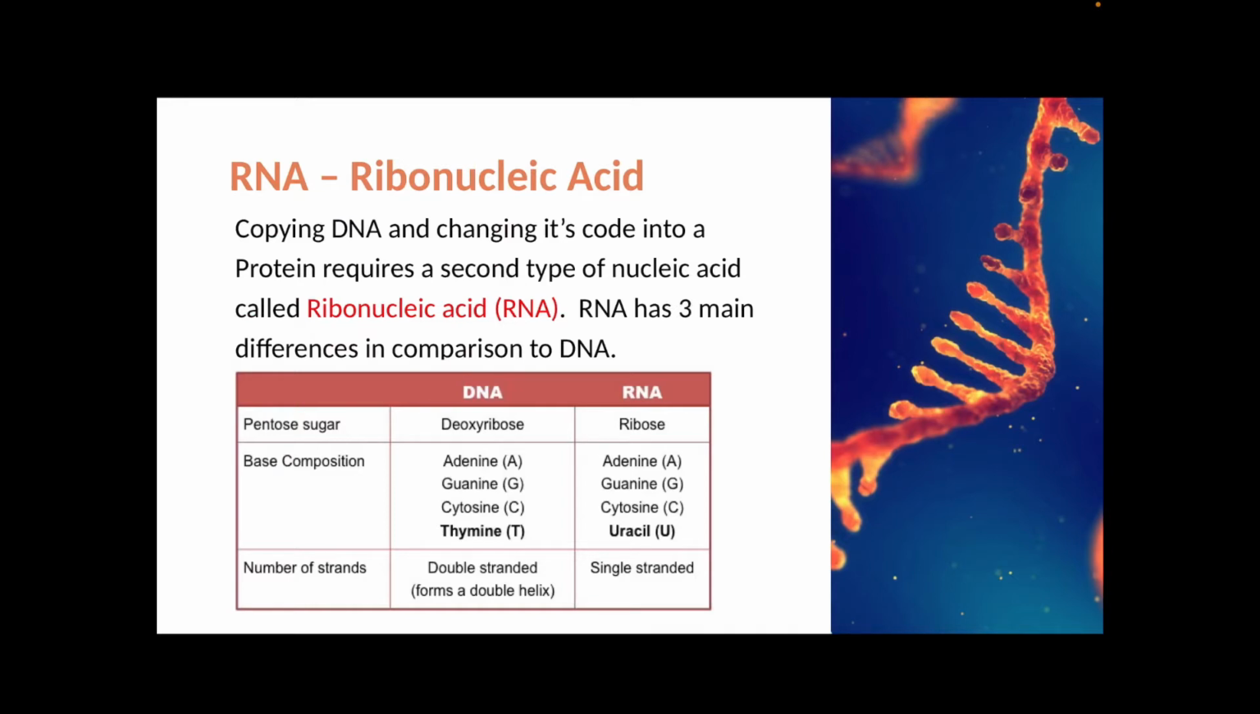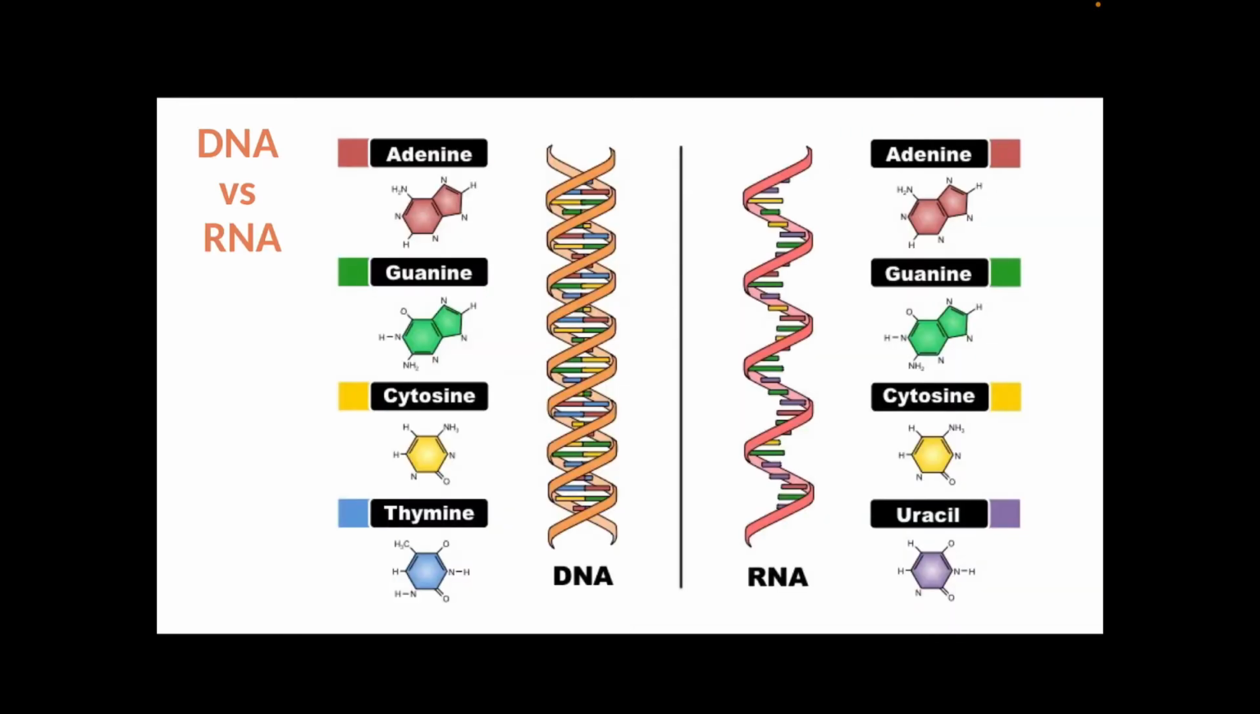Third difference: DNA, as you know, is a double helix, it's 2 strands, double-stranded. RNA is only single-stranded. This image shows this nicely. So the DNA you're familiar with is on the left, and our new molecule, RNA, is on the right. They are both made up of nucleotides. The only difference is that DNA is made up of DNA nucleotides and RNA is made up of RNA nucleotides.